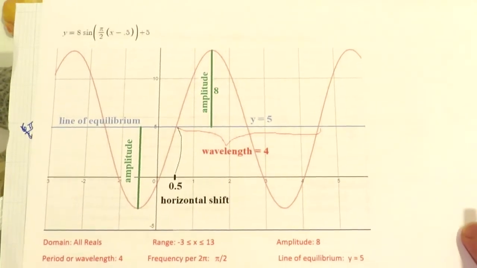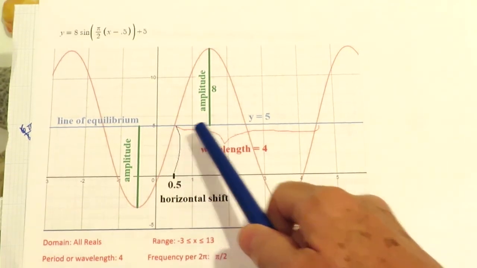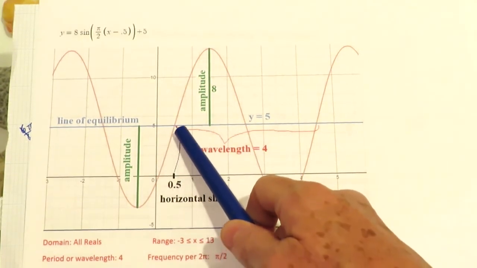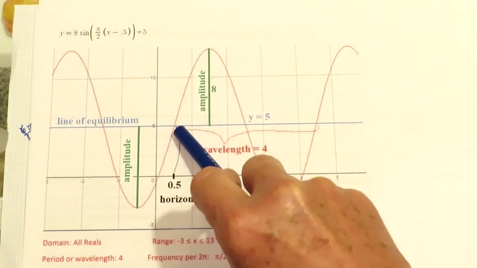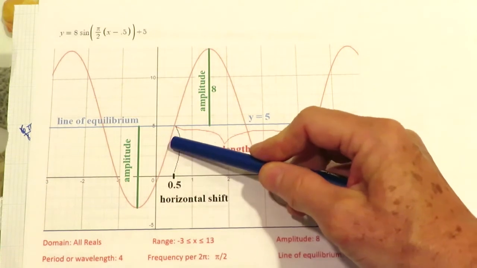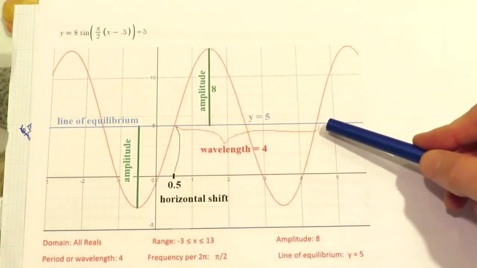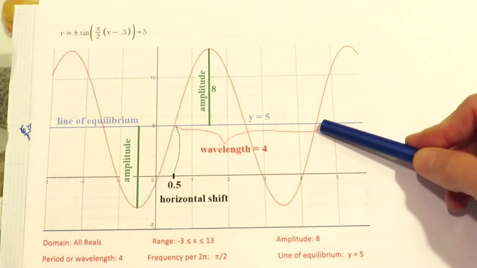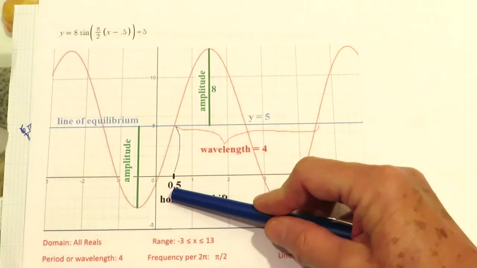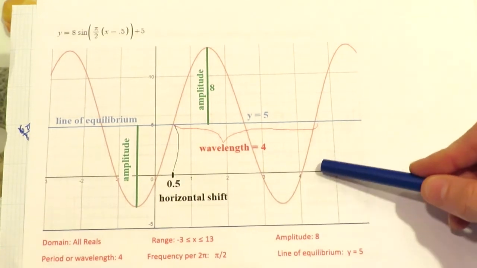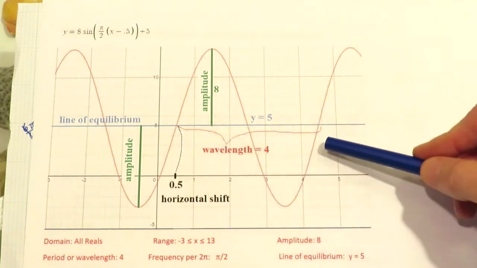You can kind of picture the wavelength by finding matching points. So if it's sine, you might want to look for where you're hitting the line of equilibrium. So notice I'm hitting the line of equilibrium and the graph has a positive slope. The next time I have a point just like that is 4 spaces away. This was at a half, and this point's at 4.5. So I moved a distance of 4 to get that matching point.